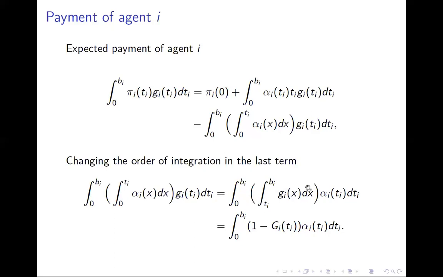Okay, so in any case, this thing comes inside and this goes outside, and once you change the order of integration, because this is only a gi term, you can now integrate it easily, and this can be written as 1 minus gi ti. The advantage of this simplification of the third term is that instead of two integrals, now we have a single integral, which will be useful in optimizing further.